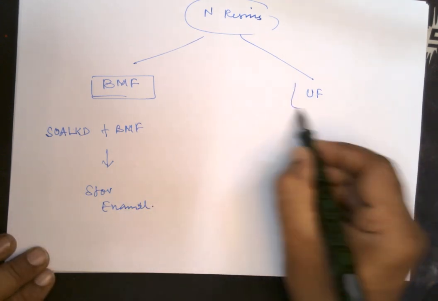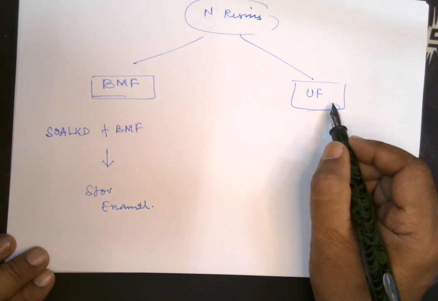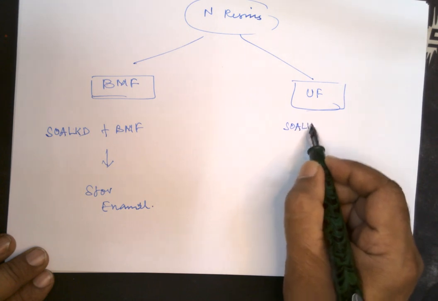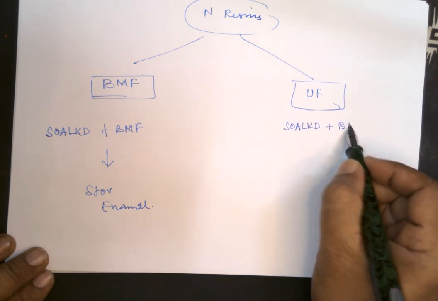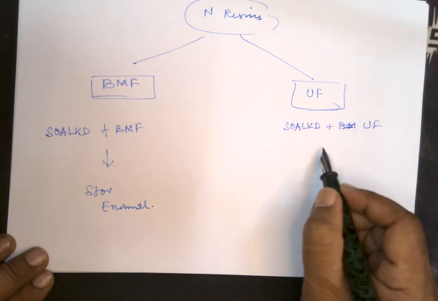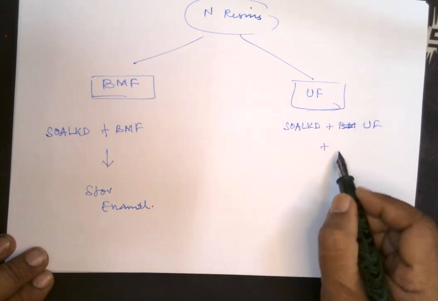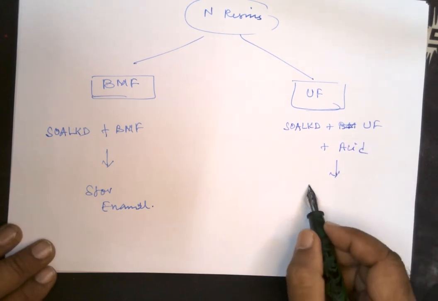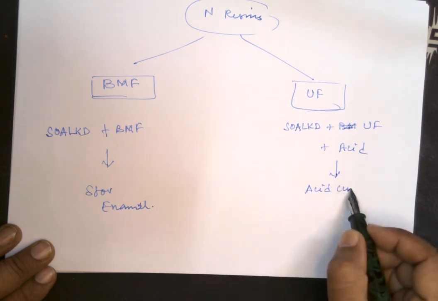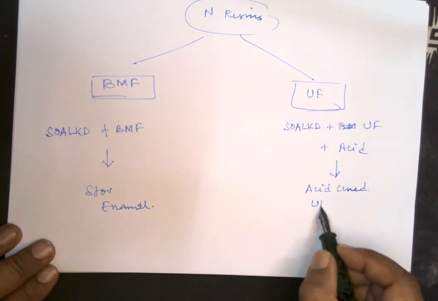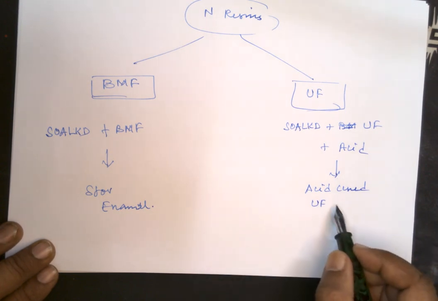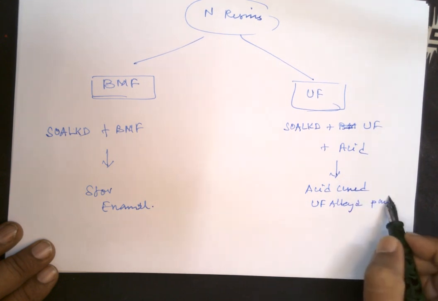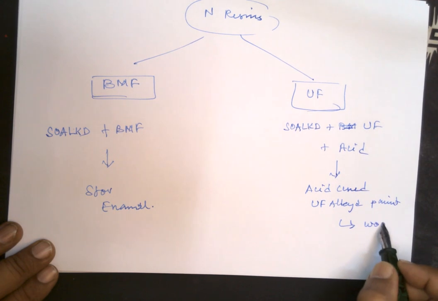And you have urea formaldehyde. Here it is also combined with short oil alkyd plus UF, and this is available as a 2-pack. So acid is added to get the acid cured UF alkyd paint, mainly meant for wooden finishes.